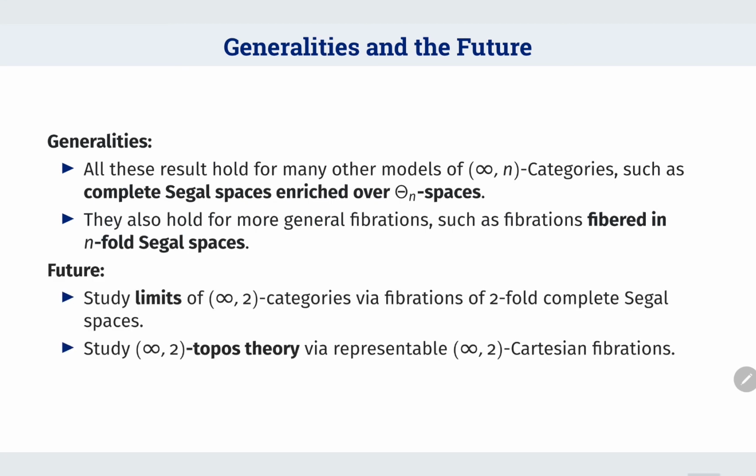Finally, let me say something about future plans. So we would hope that we can use these fibrations of infinity n categories, and specifically infinity 2 categories, to study limits of two-fold complete Segal spaces, similar to how fibrations have been used to study limits of quasi-categories in complete Segal spaces before. And then building on that, we can hope to use this technique to study infinity 2 topos theory via representable infinity 2 Cartesian fibrations.